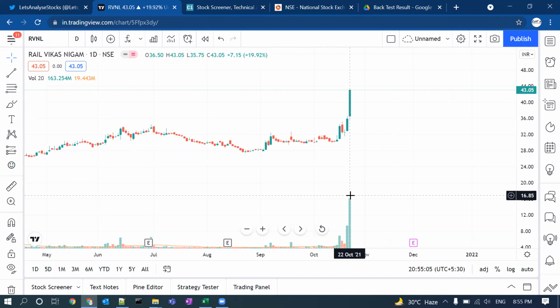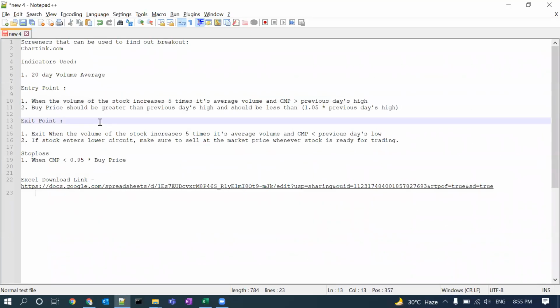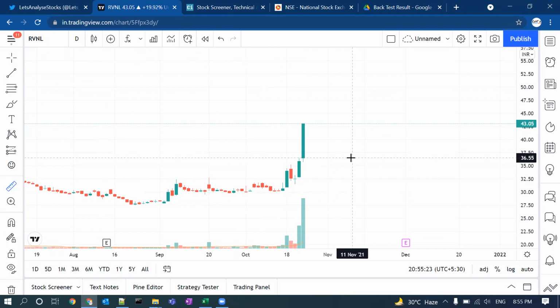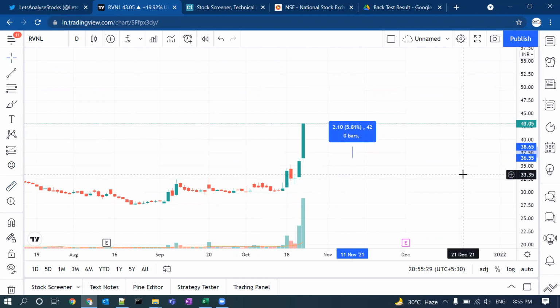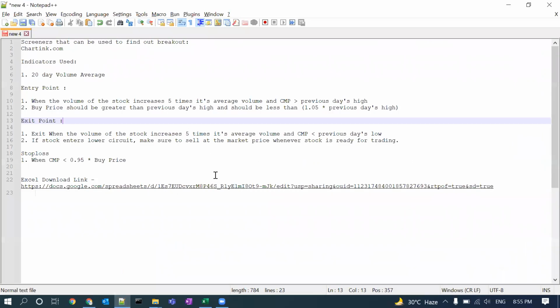For this strategy, we are going to buy the stock. Our buy price should be greater than yesterday's high and it should be less than 5 times yesterday's high. So in that case, you can buy this stock from 36.55 to 38.65, around that range. If it exceeds that limit, it's best to skip that stock because you can find many more good stocks at the right price. So this is the buying strategy that we use. This will be our entry point.